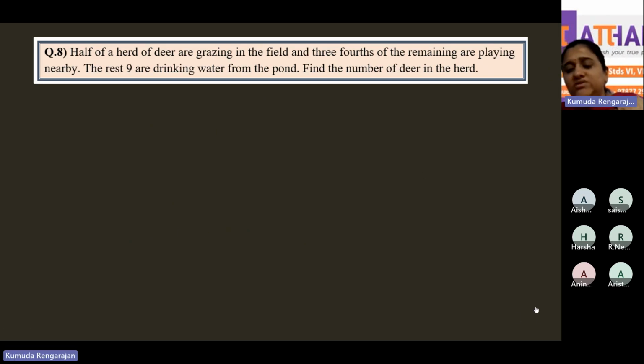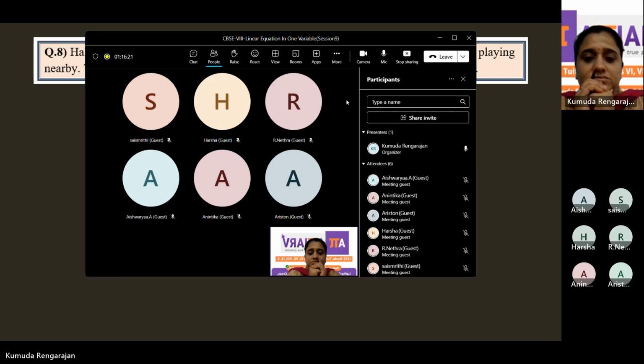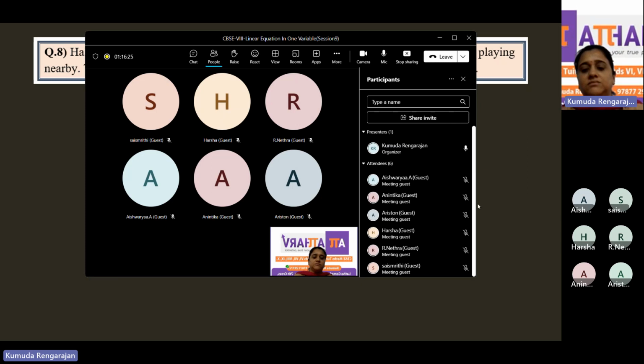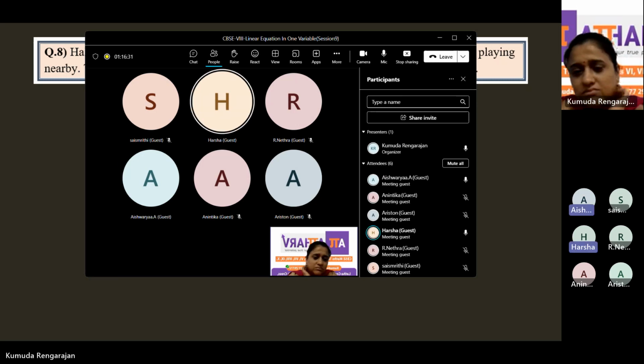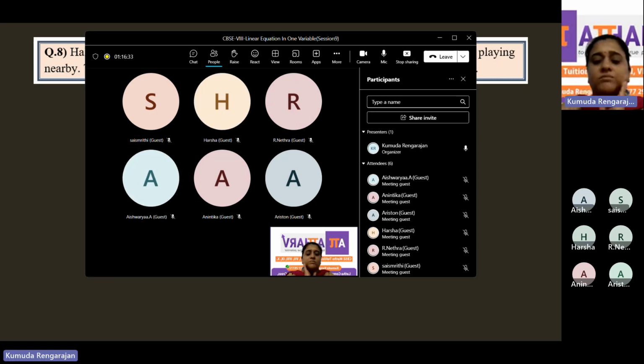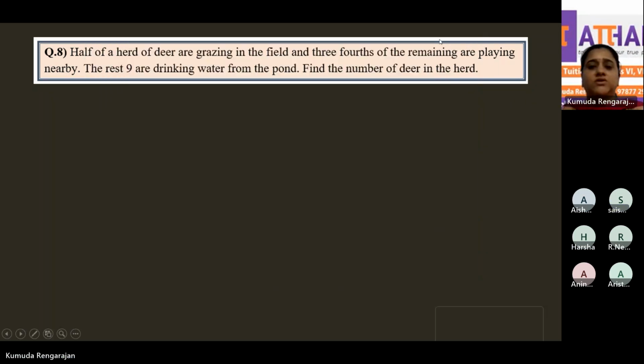Online students, any questions with regard to this shirt? Any doubts on the material? Aishwarya, Anantika, Ariston, Harsha, Netra, and Saraswati. No doubts, ma'am. All it should be fine.